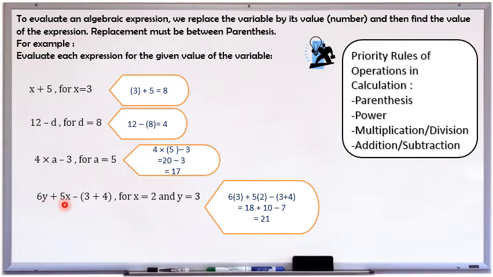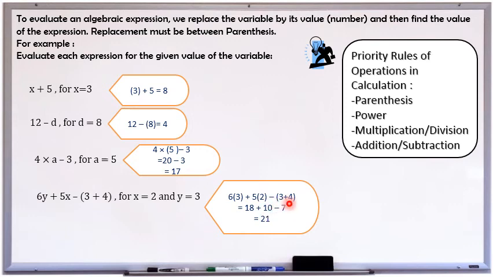Now 6y plus 5x minus (3 plus 4) for x equal 2 and y equal 3. Replace y by 3 and replace x by 2 as they told me in the given. So let's solve it together. Here we have parentheses, addition, subtraction. The priority goes to parentheses. So 6 times 3 is 18. The product of 5 by 2 is 10. And here we have a parenthesis.